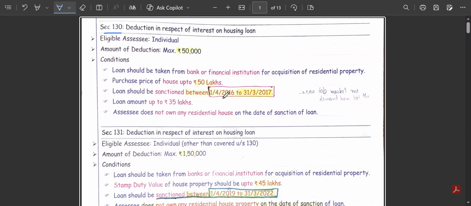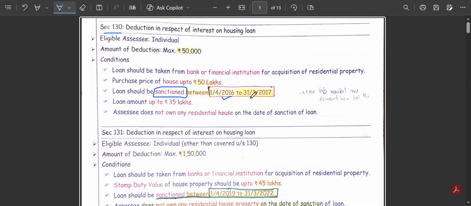The first and most important is that the loan should be sanctioned between 1st of April 2016 and up to 31st of March 2017. Here, the limit is for the loan sanctioned. It doesn't matter whether the loan has been disbursed in this date or not. It should have been sanctioned between this time period.